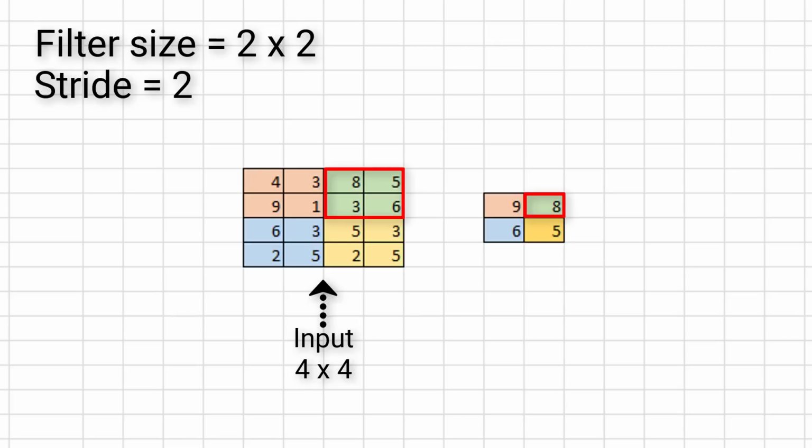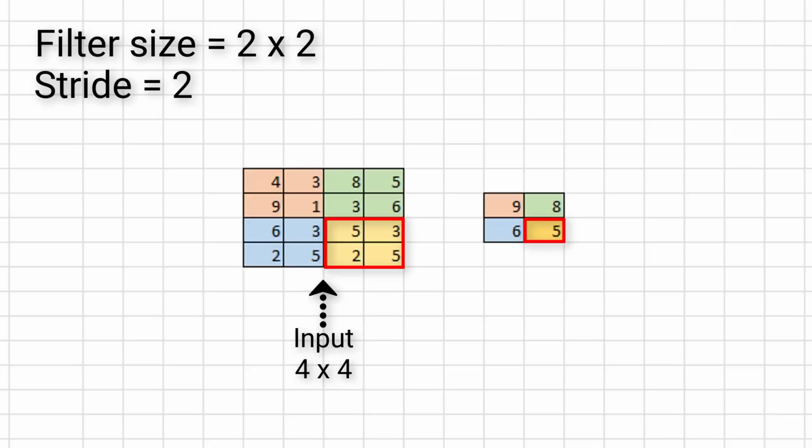Since we've now reached the edge, we move back over to the far left and go down by 2 pixels. Here, the max value in the blue region is 6, and we store that here in our output. And finally, we move to the right by 2 and see the max value of the yellow region is 5, so we store that over here in our output as well.